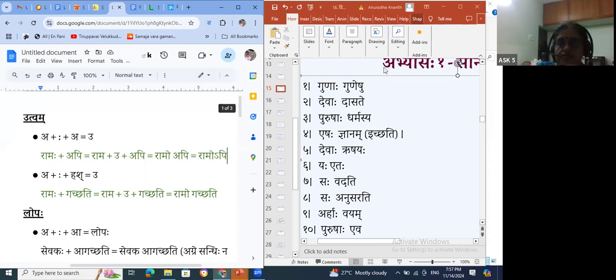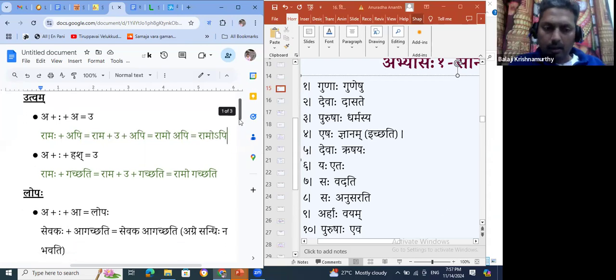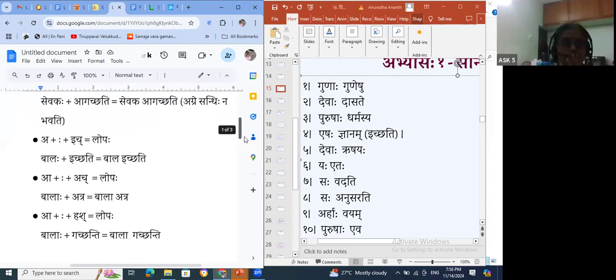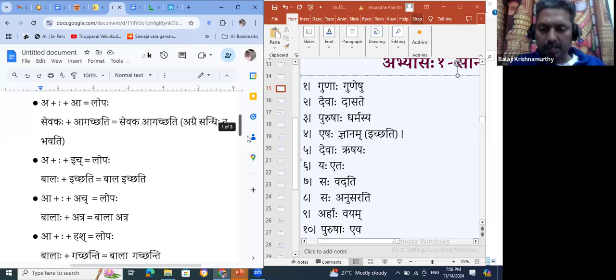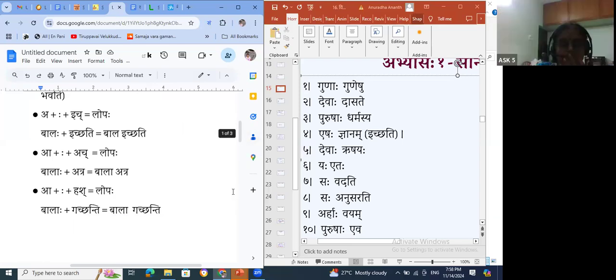Anantaram, Balaji Mahodaya. Arhaha Vayam. And then Hash Lopaha: Arha Vayam. Purushaha Eva. A plus Visarga plus Ich, Purusha Eva. A plus not just ich, you can say ach itself. That's the rule.